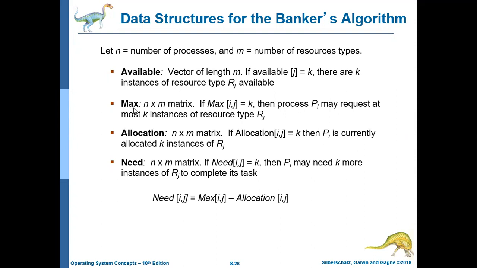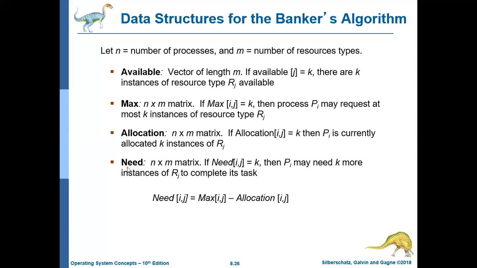So max is the maximum demand of any process, and allocation is the number of resources you have already allocated to that particular process. If you want to calculate the need, meaning how many resources your process still requires, you can calculate it using max minus allocation. Maximum demand minus the allocation that you have already allocated to processes, you can calculate the need.